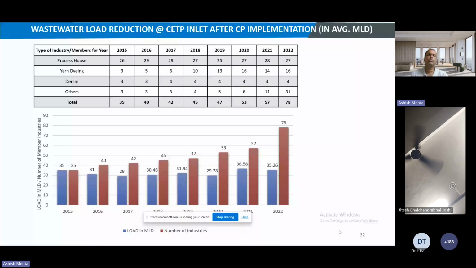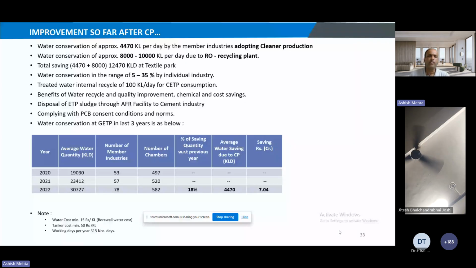So to summarize what we have achieved beyond the fence: water conservation of around 4000 kl per day by adopting cleaner production, and water conservation of around 8000 to 10,000 kl with RO recycling and the ZLD system. Every day right now we are supplying around 10,000 kiloliters of water to our member industries through the ZLD plant. There is around 5 to 35% water conservation by individual industries at their own capacity level.